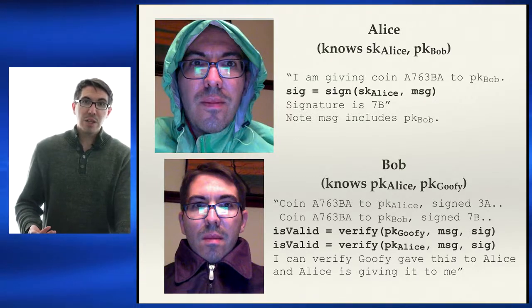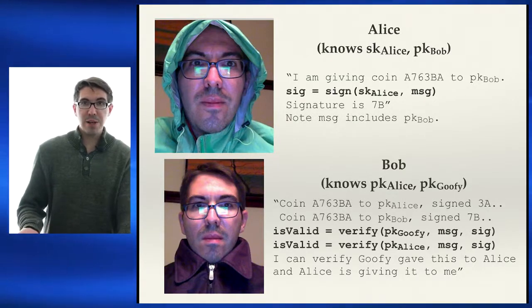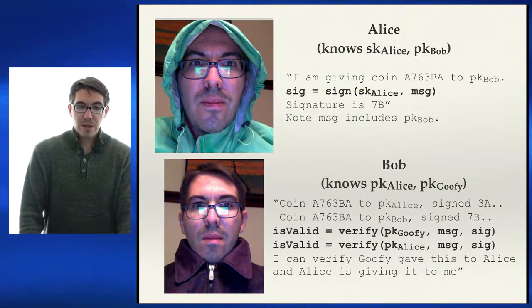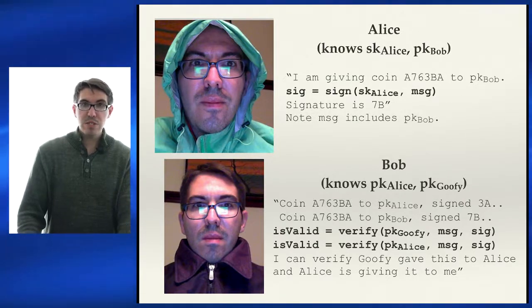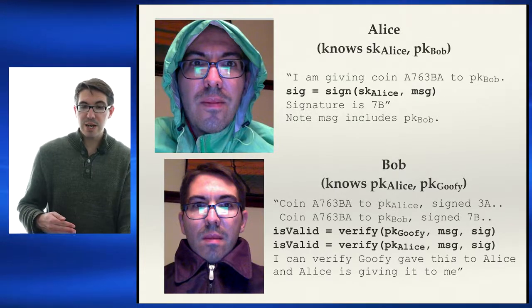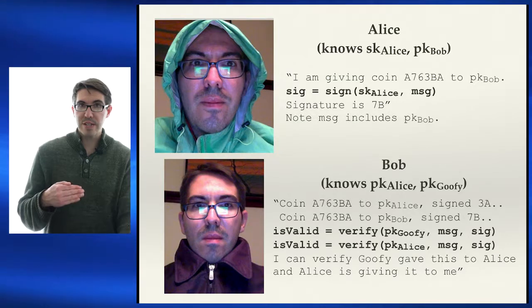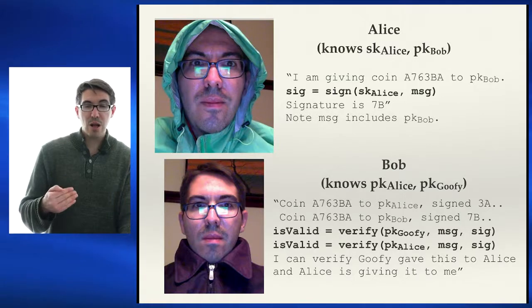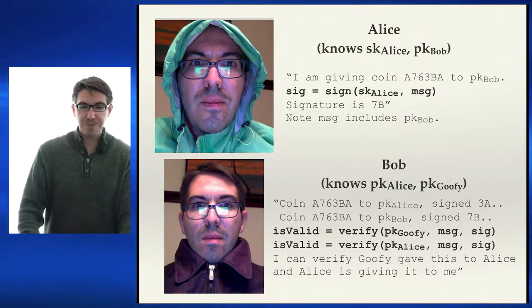So now Alice would like to give her Goofy coin to someone else. So she was going to give it to Bob. She creates a transaction saying that she is giving coin A763BA to the public key of Bob. So she signs it with her secret key, and the message includes the public key of Bob. So Bob can now verify not just the previous transaction, the transaction sending it from Alice to Bob, but also the transaction sending it from Goofy to Alice, since all of this is going to be publicly available information.